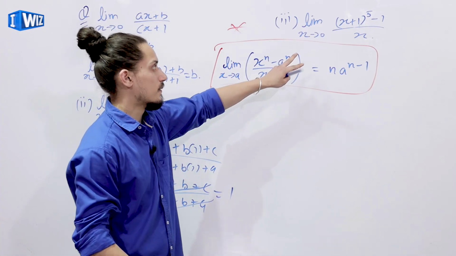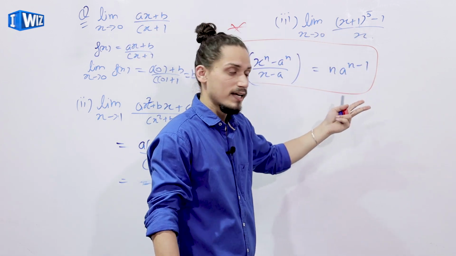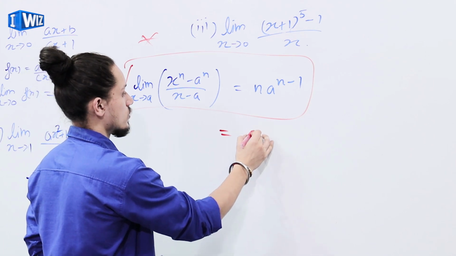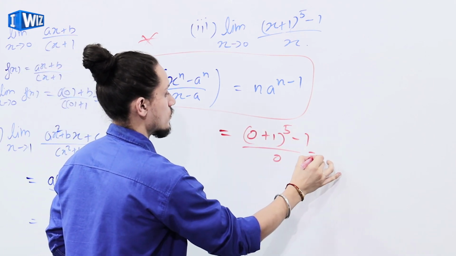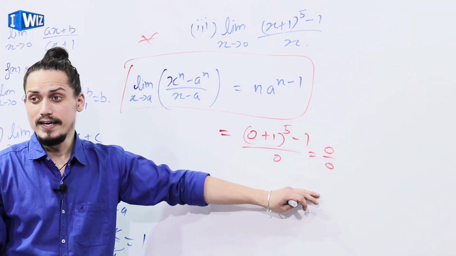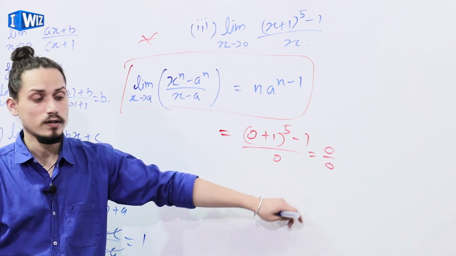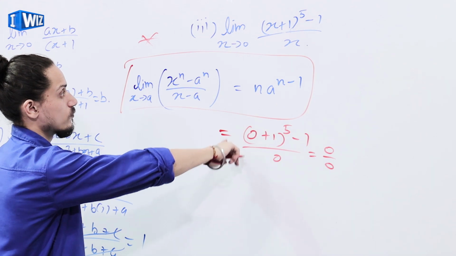Okay. Now the last example is limit x approaches 0, (x + 1) raised to power 5 minus 1 upon x, which will lead up to (0 + 1) raised to power 5 minus 1 upon 0, which is equal to 0 by 0 form. This is a no-no. Just like you don't want to write your name in a death note, we don't want this in the chapter of limits. So we'll have to substitute it.